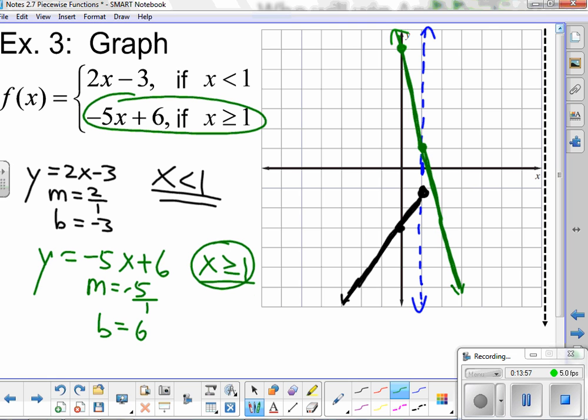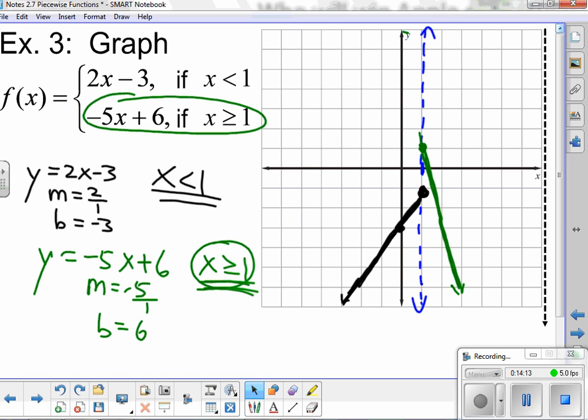When I have x values that are bigger than 1, think about a number line because the x-axis is like a number line. Bigger than 1 on the x-axis means to the right. So I want to keep the right side of this green line. That means I do not want the left side of the green line.